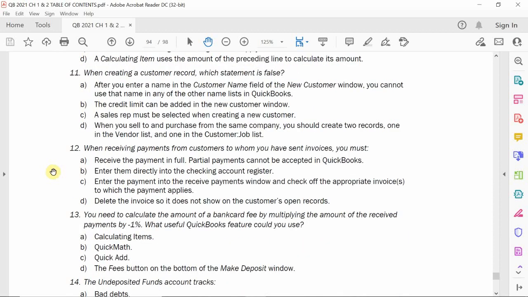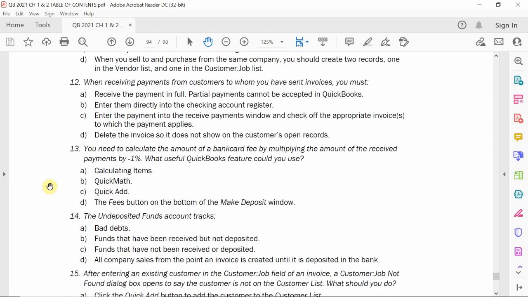Number 12, okay? When receiving payments from customers to whom you have sent an invoice, you must do what? C. This is number 12. C is the correct answer. You must enter the payment information to receive the payment window and then check off the appropriate invoices. Yes, yes. Okay.